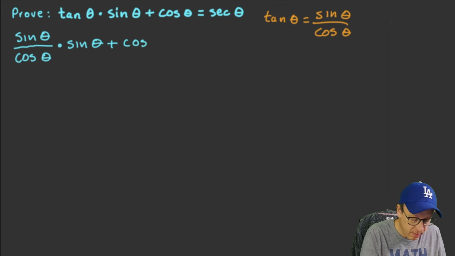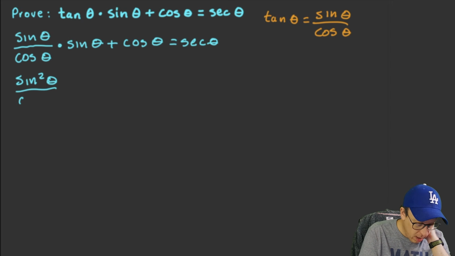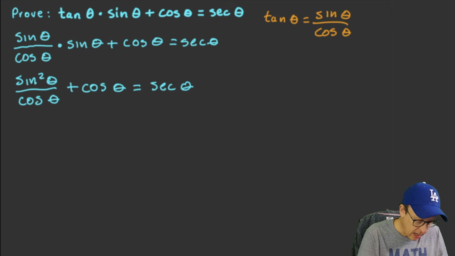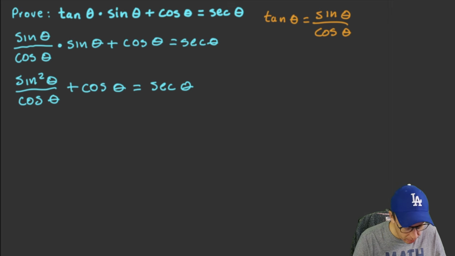I'm just trying to prove that both of these two things are actually equal. Okay, so I have to convert. This is equal to the secant of theta. Well, this is going to then become sine squared theta over the cosine of theta plus cosine of theta equal to the secant of theta. And then we need to multiply cosine times both of these.